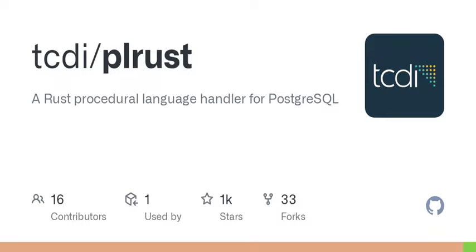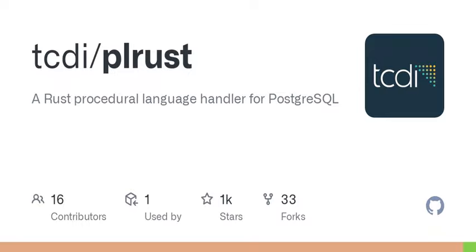But hold on, it's not just speed. One of the standout features of Rust is its focus on safety, especially at compile time. This means fewer runtime errors and essentially fewer headaches for developers. Imagine deploying a new database function and not having to worry about unexpected crashes. That's the kind of peace of mind we're talking about here.